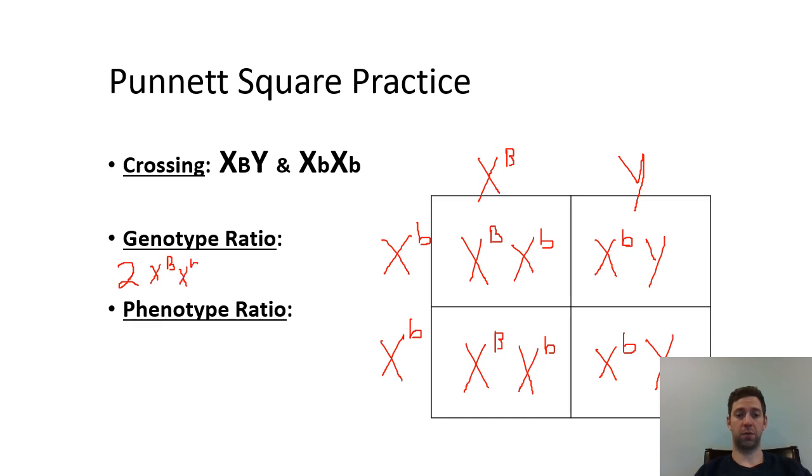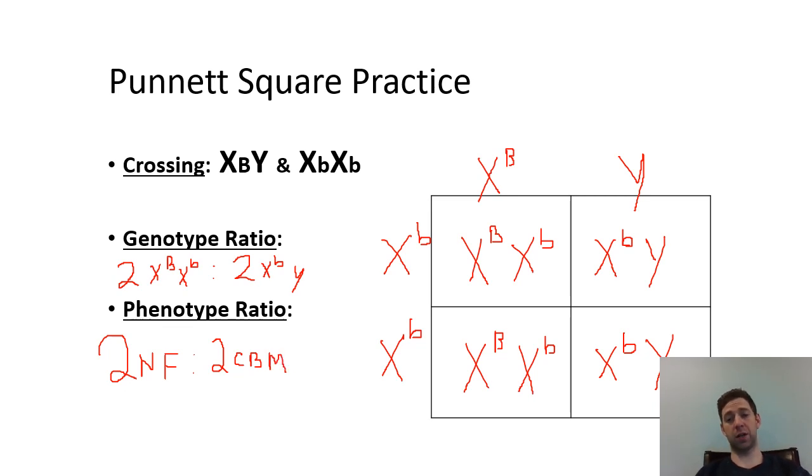And so as far as the ratios go, we got 2 heterozygous females, colon, 2 recessive males. For the phenotype ratio, I'm going to use F for female, M for male. I'm going to use N for normal and CB for colorblind. So phenotype ratio: 2 normal females to 2 colorblind males.